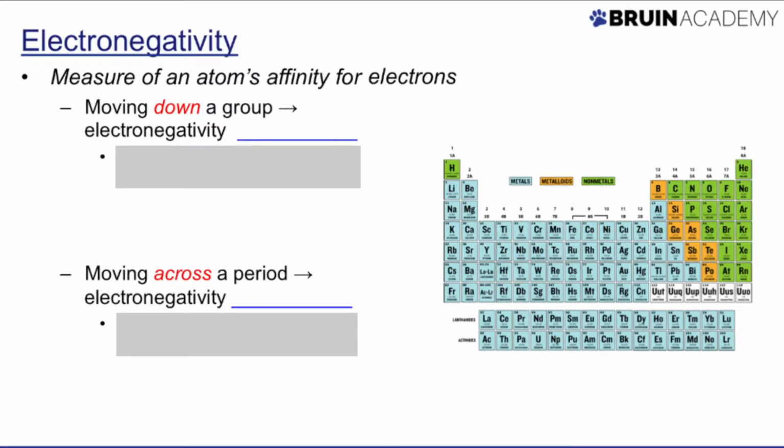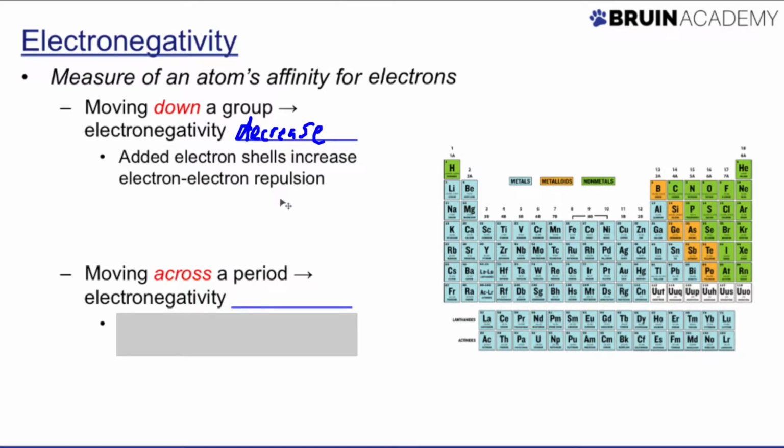So the next periodic trend is electronegativity. It is a measure of how much an atom wants electrons, so affinity for or attraction to electrons. Now moving down a group, electronegativity is going to decrease, okay? So it's going to decrease, all right? So basically, things at the top of the periodic table want electrons more than things in the bottom of the periodic table. And the reason is because of electron-electron repulsion, right?